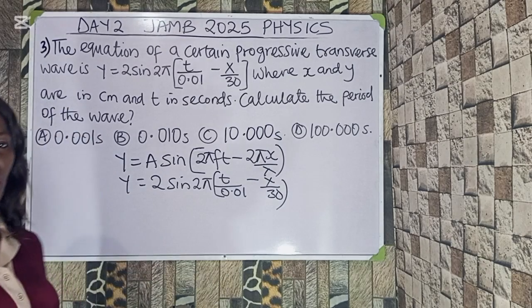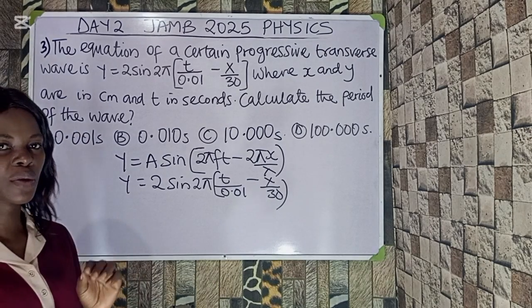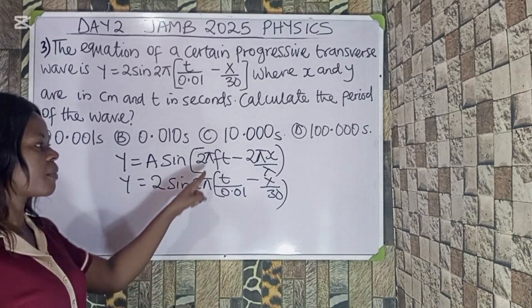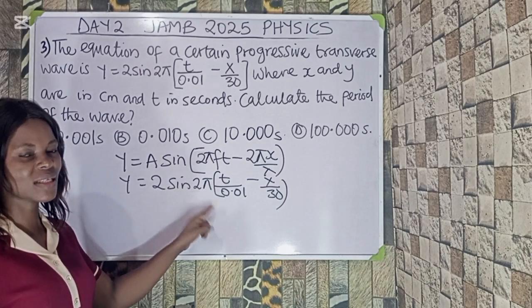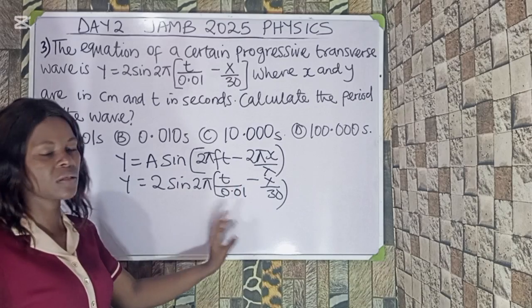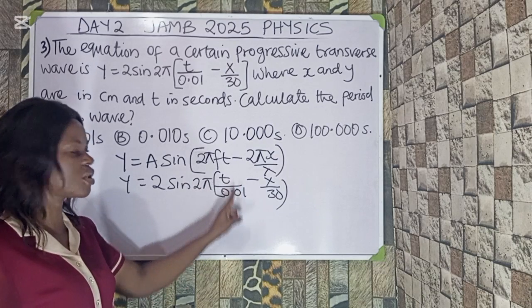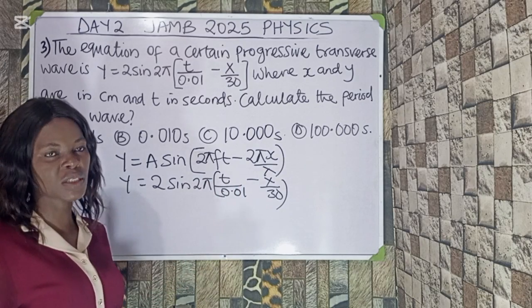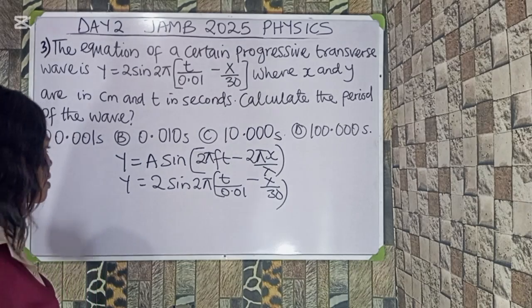Okay, now what we are going to do, because since you are looking for period and period will be gotten from frequency, we are going to equate these two, right? Simply by multiplying the bracket by 2 pi, since our concentration is just on this, so that we can equate this with this one. Hope that is clear. Okay, so let's go.